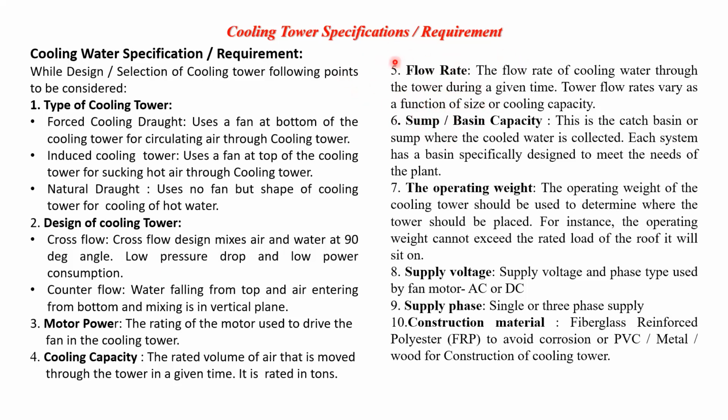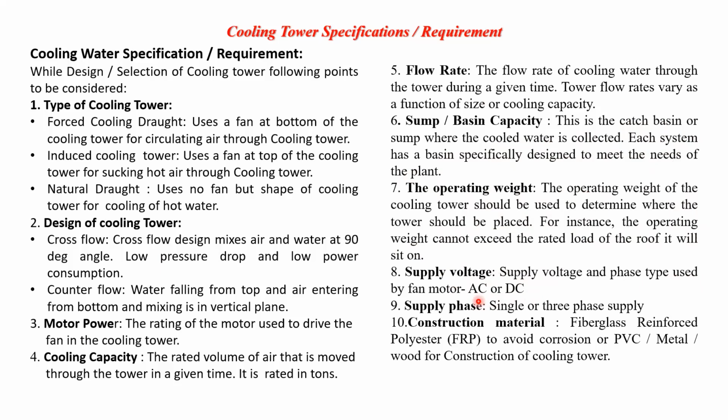So this depends upon the capacity, meaning 210, 250, 500 megawatt. Like that, this flow rate may vary. Sump and basin capacity: after cooling, the cooled water is collected at the bottom of the cooling tower. Each system has a basin specifically designed to meet the needs of the plant. Operating weight: the total operating weight of the cooling tower should be used to determine where the tower should be placed. For instance, the operating weight cannot exceed the rated load of the roof it will sit on.